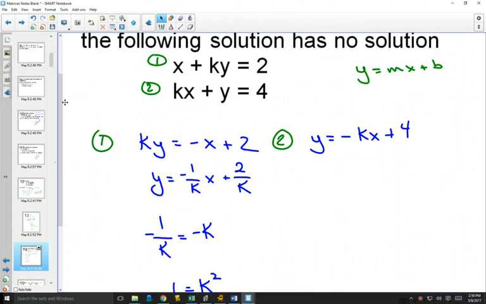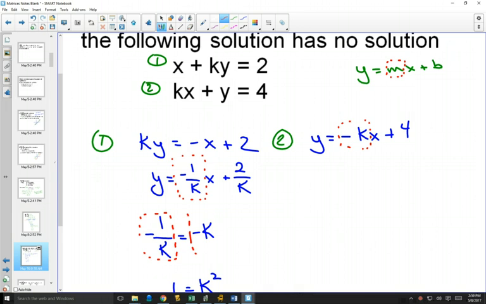Because we want to look at, I'm going to put a red box around the slope, in equation 2, that's my slope, and in equation 1, that's my slope. And if those slopes are going to be the same, then negative k has to equal k.